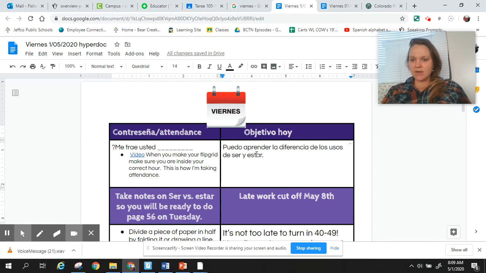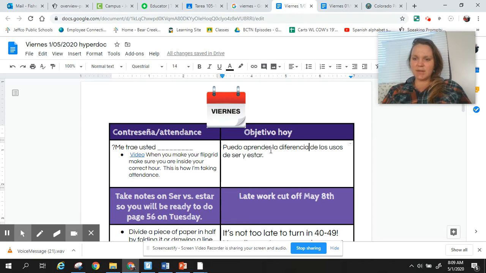And we've been using these already. You guys used ser to say, yo soy graciosa, yo soy simpático, yo soy divertido, interesante, and so on. And we've used estar to talk in two different chapters.